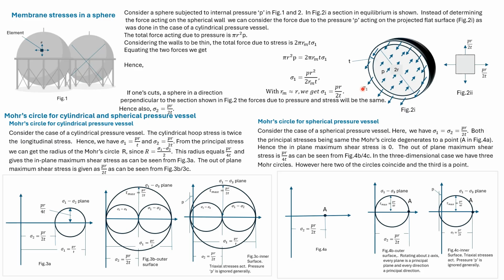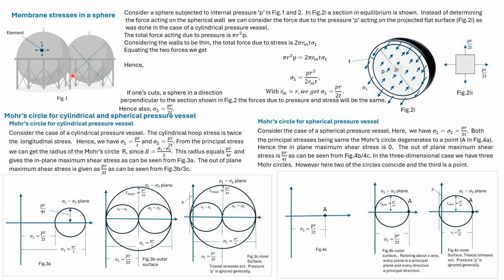Equating all forces in the direction of sigma 1, we get this expression. So we get sigma 1 is equal to P r squared divided by 2 Rm into T. As earlier, approximating Rm to be equal to R, we get sigma 1 is equal to PR divided by 2T.